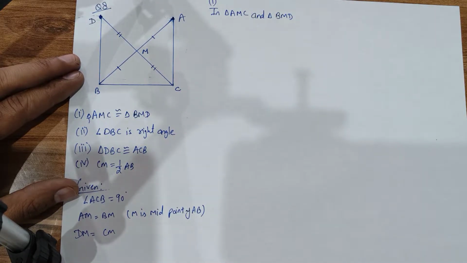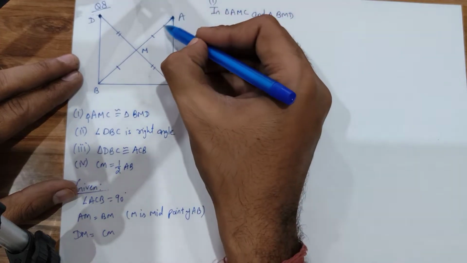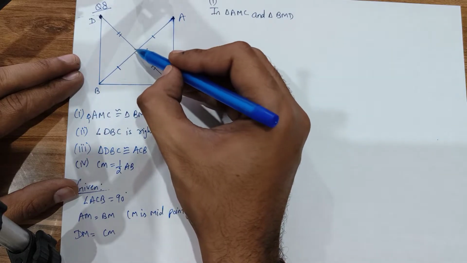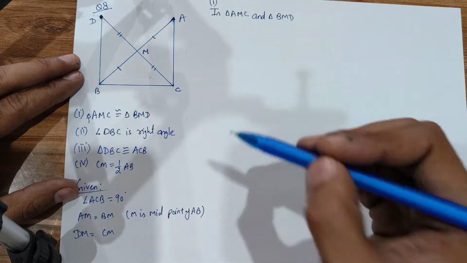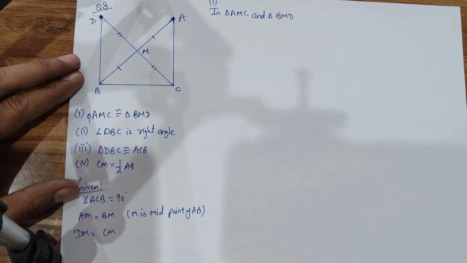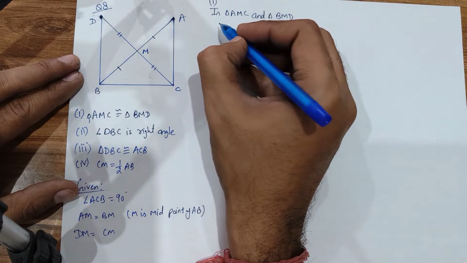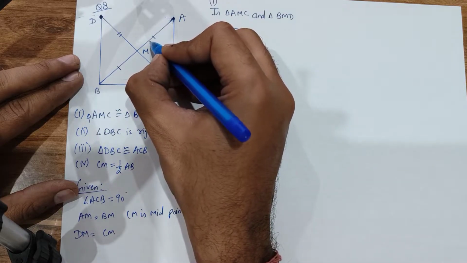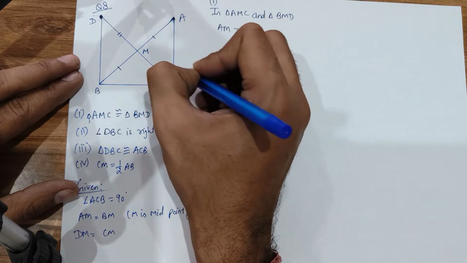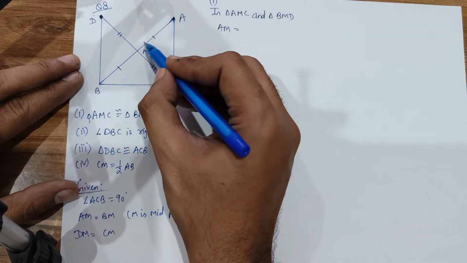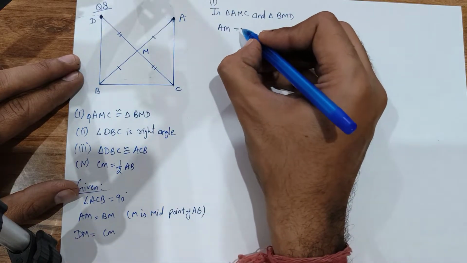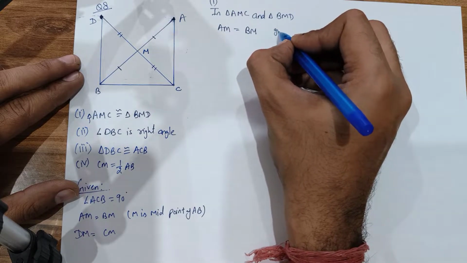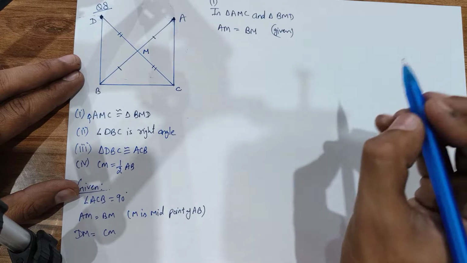Now it is easy to prove that the triangles are congruent. We can see that angle AMC and angle DMB are vertically opposite angles. So we can apply side angle side congruency, and by it the triangles will be congruent. First data is about AM. This AM of triangle AMC is equal to BM of triangle BMD. So AM is equal to BM. Reason? It is given in the question.